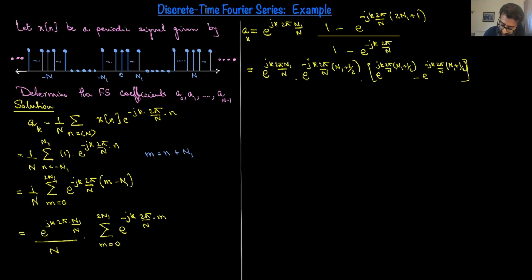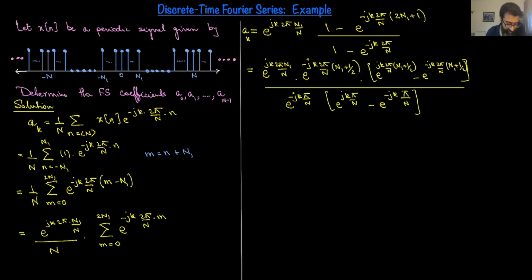What about the denominator? For the denominator, let me take the half of this term outside as well. So this is e raised to the power minus j k pi by N, which is something that I take outside. This is times e raised to the power plus j k pi by N minus e raised to the power minus j k pi divided by N. So let me correct this. This is pi divided by N.